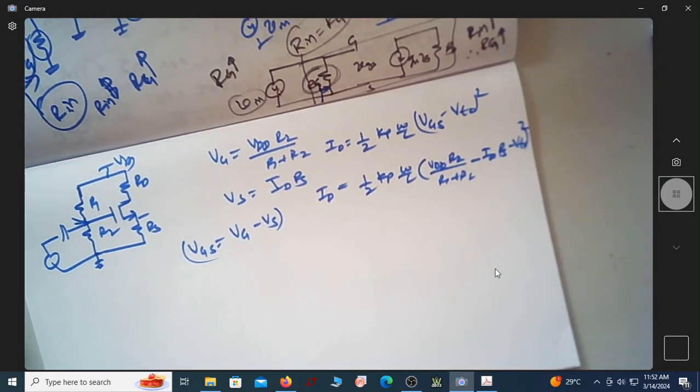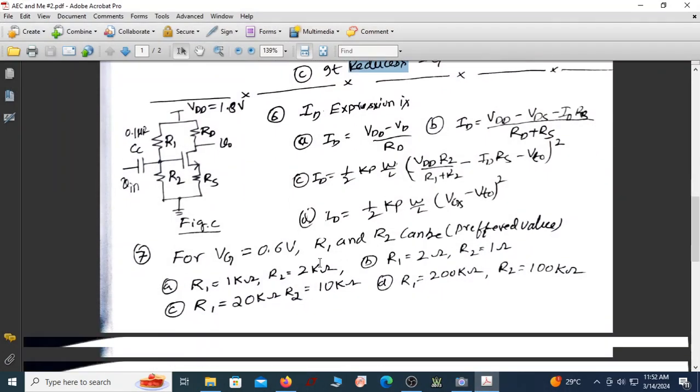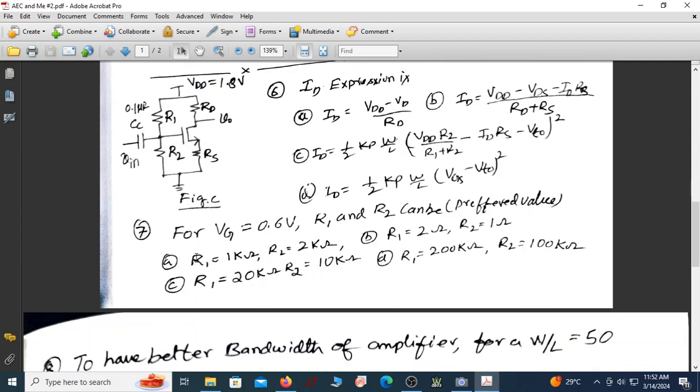So the option for this particular question is option C. Now, for a value of VG to be 0.6 volts, can we select the values of R1, R2?